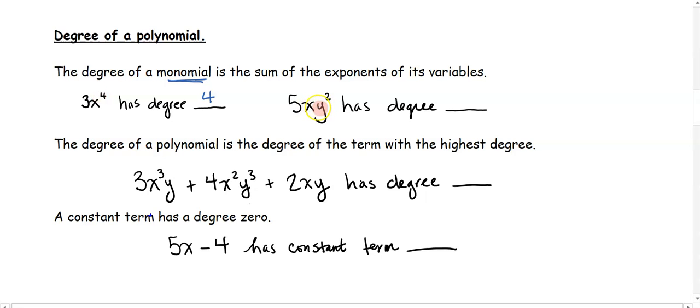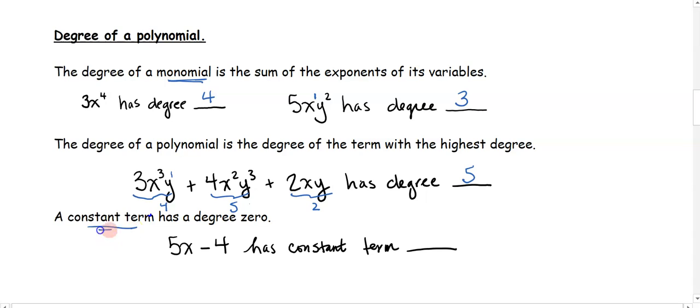Since there's 2 variables, x times y squared, you take the sum of the exponents. So the x has an exponent 1, the y has an exponent 2, so we're going to take the sum and get a degree 3. When you have a polynomial that's not a monomial, so in this case I have a trinomial, you just take the degree of each term, and whichever one is highest, that's the degree of the whole polynomial. So in this term, it's 4. In this term, it's 5. In this term, it's 2. So the highest is 5.